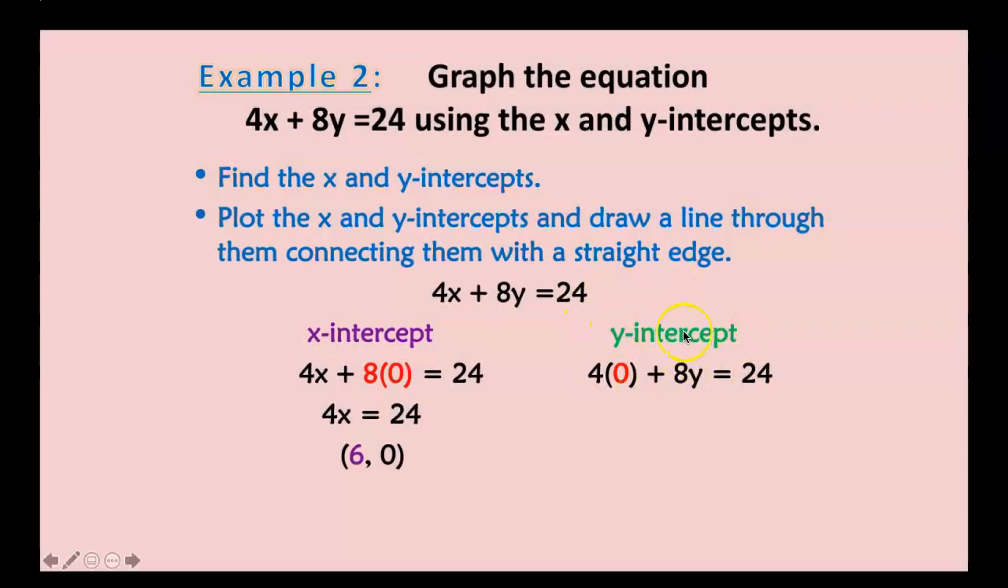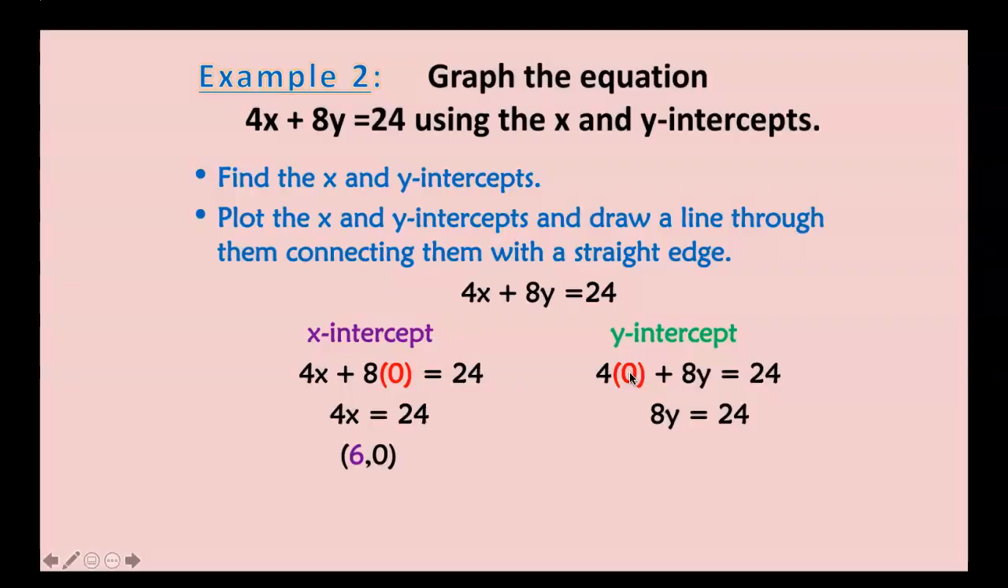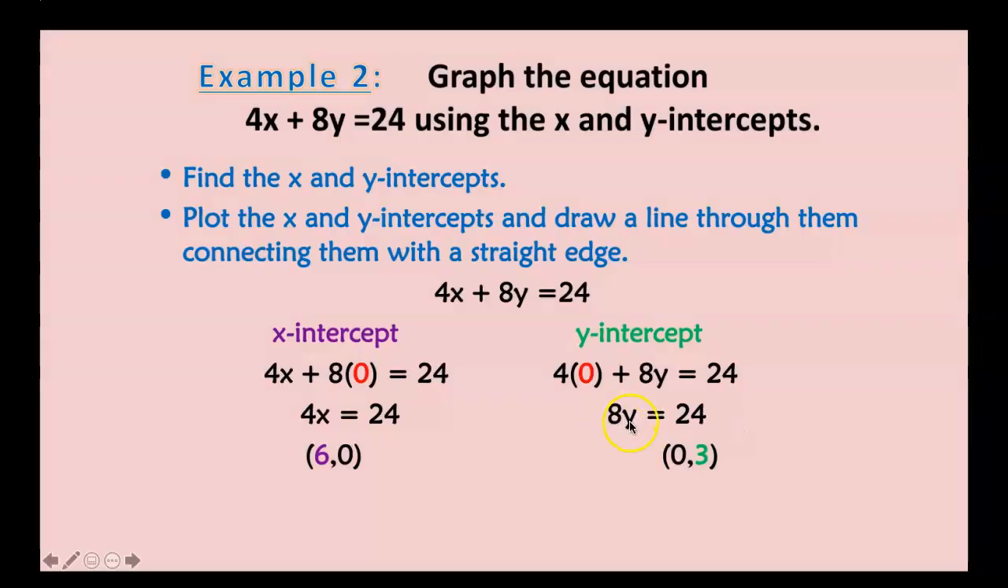Okay, y-intercept is green. This time it's the x that is 0, so I'm replacing x with 0. And then I have 8y equals 24. 4 times 0 is 0, so you only have 8y equals 24. Divide both sides by 8, so 24 divided by 8 is 3. So your y is 3. Again, this is written in the coordinate or as a point. So x is 0, so I just wrote 0, and the y is 3.